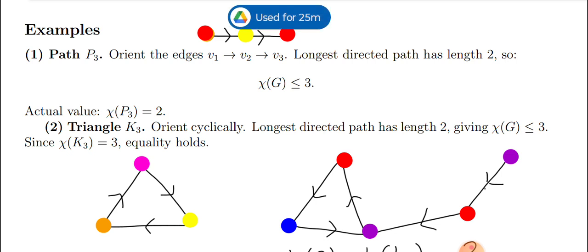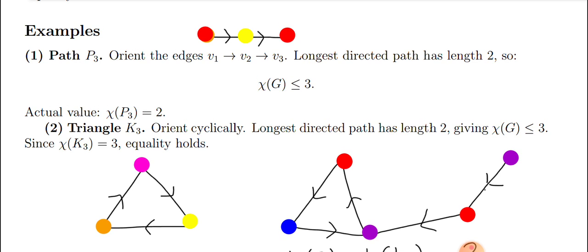What's the longest path in that orientation? It's just length 1. Either v2 to v1 or v2 to v3. You can't chain them together. So the longest path is 1, and 1 plus 1 is 2, which is the exact chromatic number. Equality holds. It's just a beautiful, beautiful theorem.